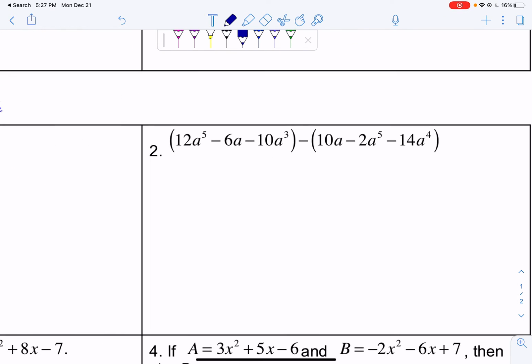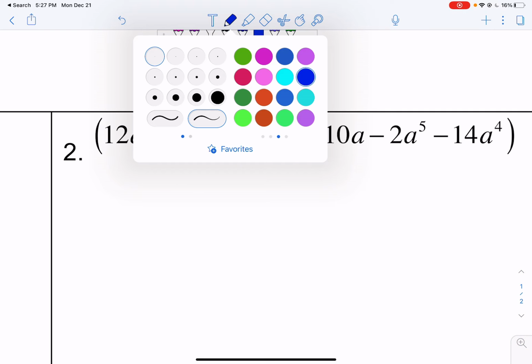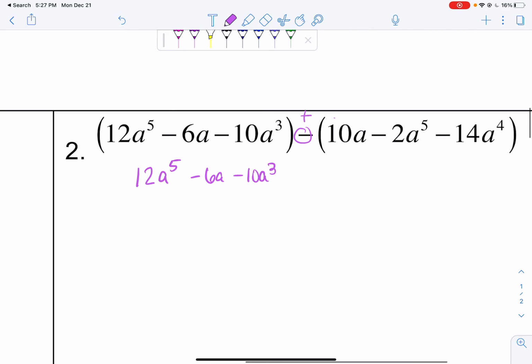Let's go on to our next example. Remember, keep, change, change. So I keep my first expression. So 12a to the 5th minus 6a minus 10a cubed. Change this to addition, and then I make everything opposite. So minus 10a, a plus 2a to the 5th, and a plus 14a to the 4th. So I'm going to write minus 10a plus 2a to the 5th plus 14a to the 4th.